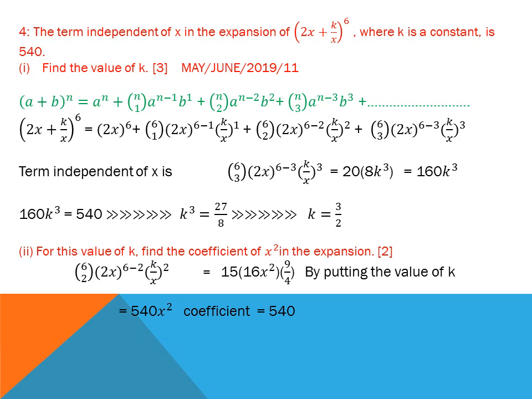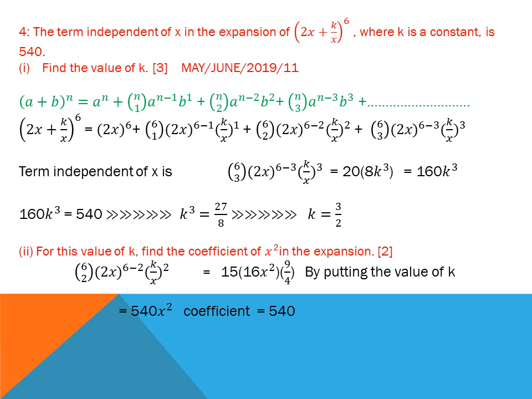Now we search for the term where there is x square. In term number 3, 6c2, 2x power 4, here 6 minus 2 is 4, and k over x square. When x power 4 is cancelled out with x square, we will find the term x square. So term number 3 includes the variable x square here. 6c2, 2x power 6 minus 2, k over x square. I replace the value of k with 3 by 2 here. It will become 9 by 4 here.